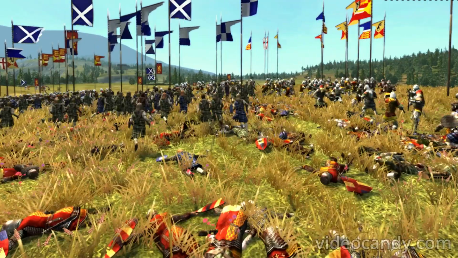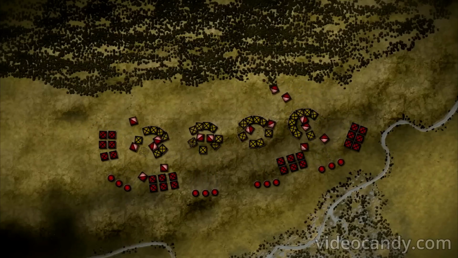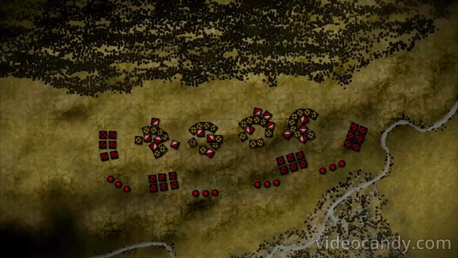Finally, the never-ending hell of arrows and the final attack of Edward's forces prove all too much for Sir William Wallace and the Scots. With the schiltrons broken and their defensive formations gone, the Scots flee Falkirk.